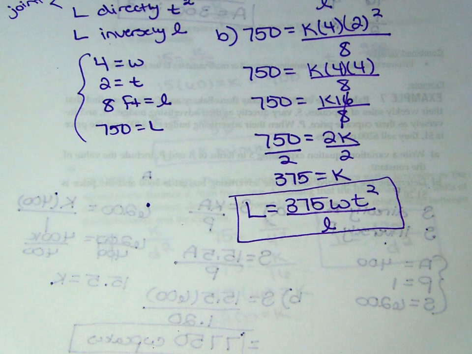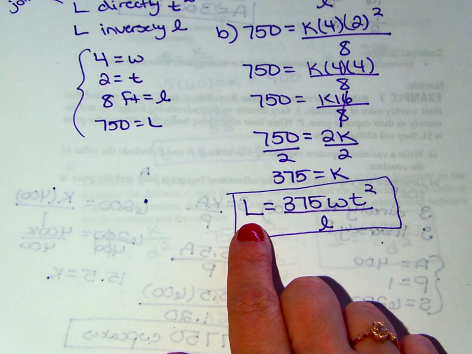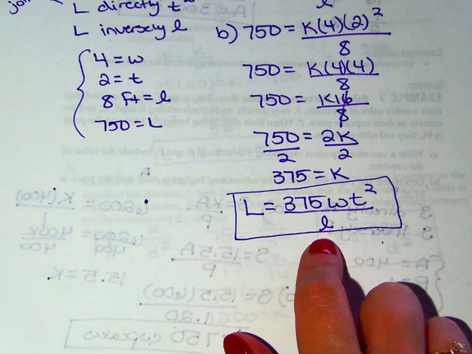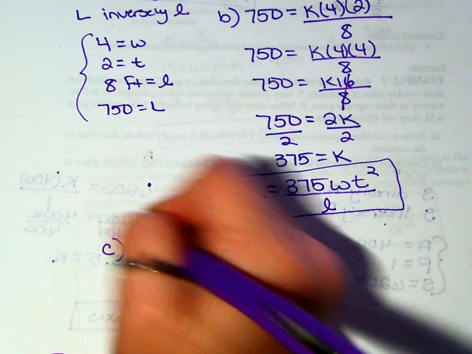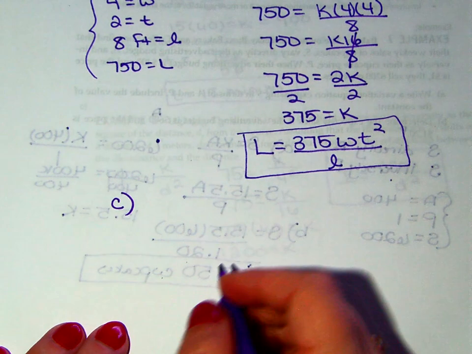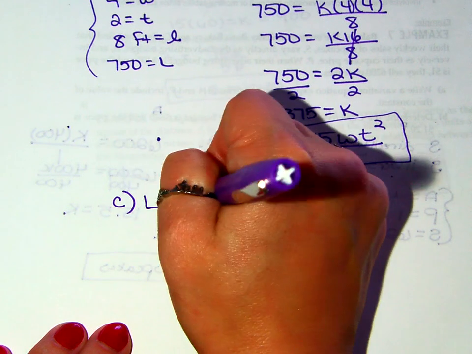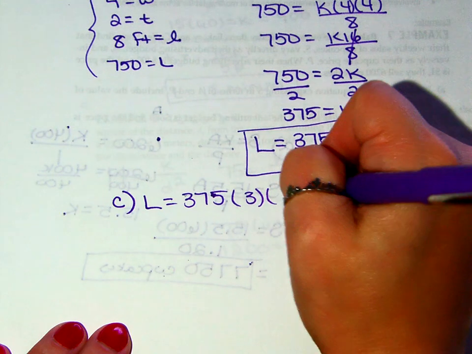But we're not done, because there is a part C. C says determine the maximum load, which is the L, for a beam that has a width of 3 inches, a thickness of 4 inches, and a length of 12 feet long. So we're going to plug them in and figure out what that load is. So we're going to find the load. If we have 375 times the width, which is 3 inches, times the thickness, which is 4 inches squared, all over the length, which is 12.